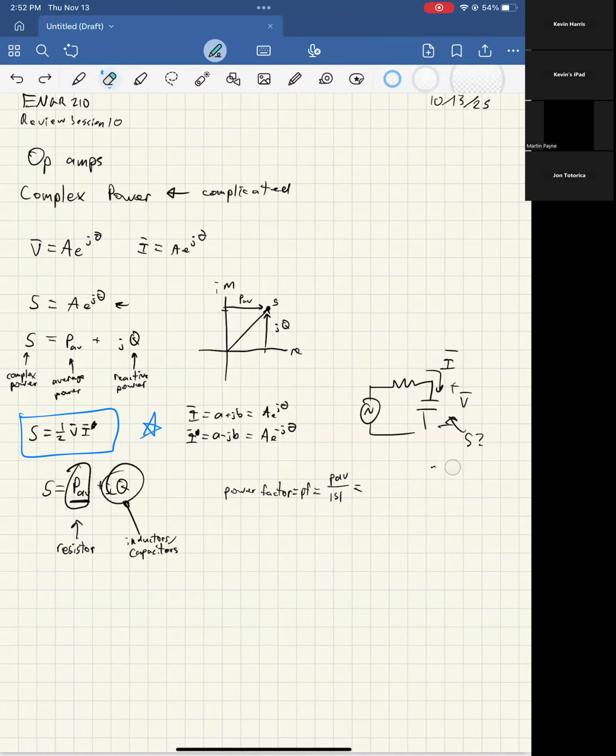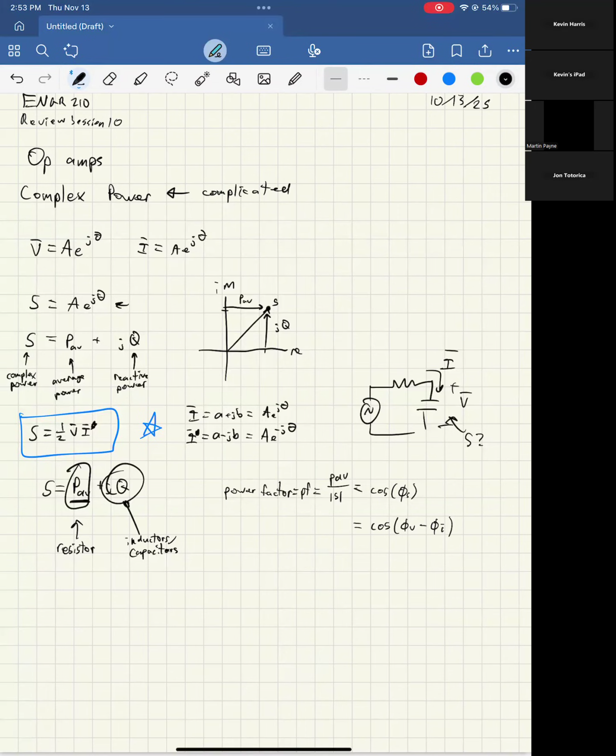Let me go back. Okay, the two important ways to understand it: it's the ratio of the average power to the complex power. It's also just the cosine of the angle of the complex power, which is the same as the cosine of the difference between the phase of the voltage and the phase of the current. And so power factor, you can think of it as how much of the complex power going into something is actually being dissipated as heat.